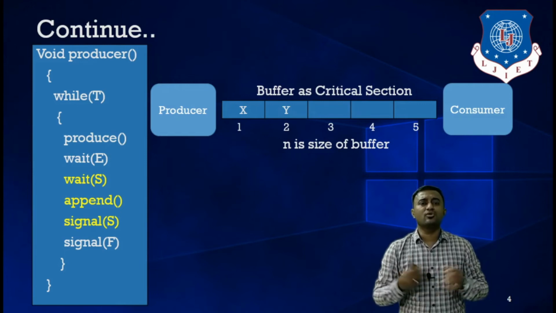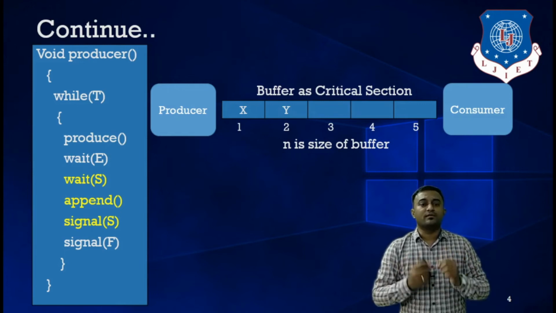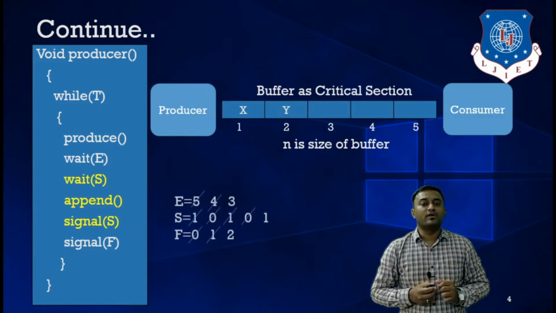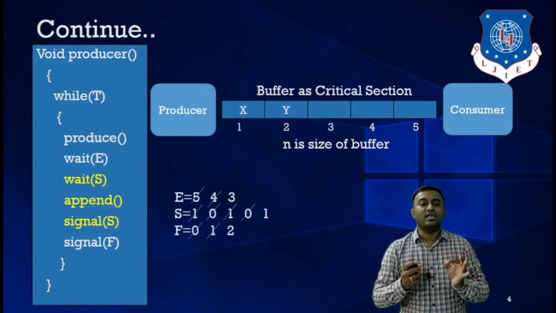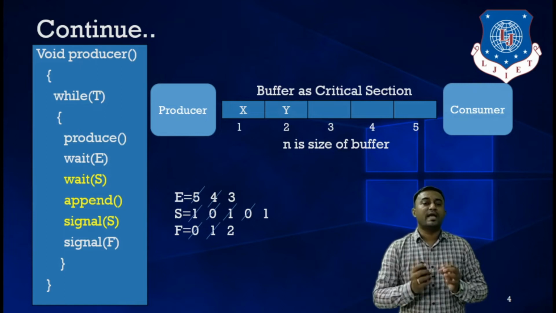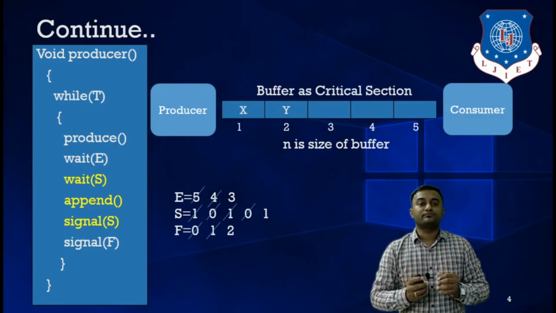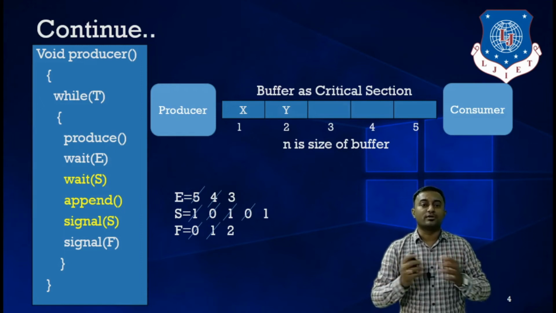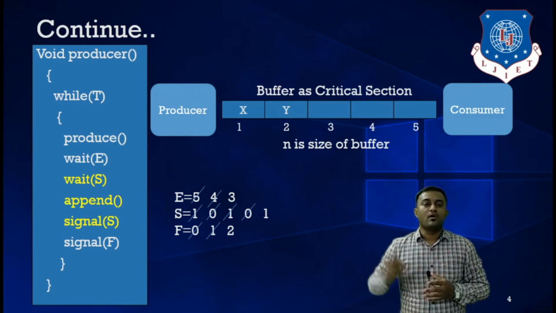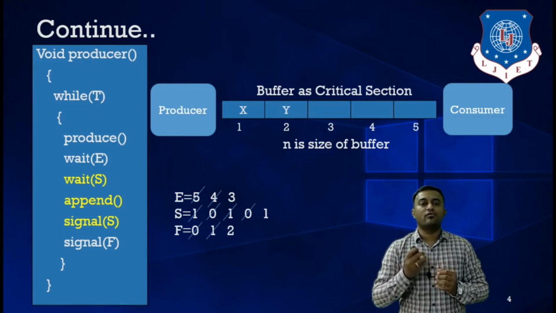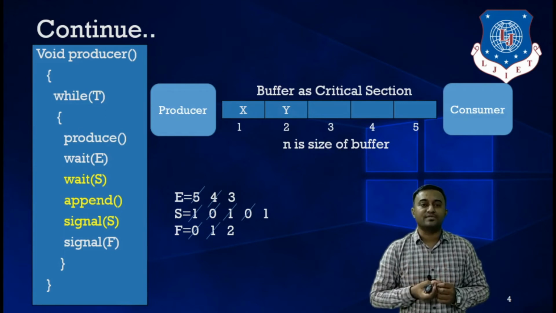When the producer is producing something, we have initialized the values of E, S and F. The initial value of F is 0, the initial value of S is 1, and the initial value of empty slots is 5. These are the initial values that I have set. Now let us execute the code of the producer. We have a while loop in this case, and the while condition is true, which means this loop can be executed n number of times.